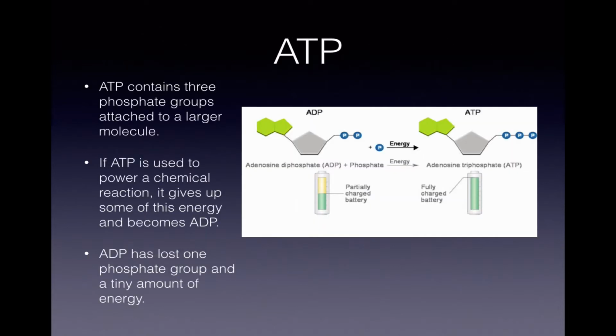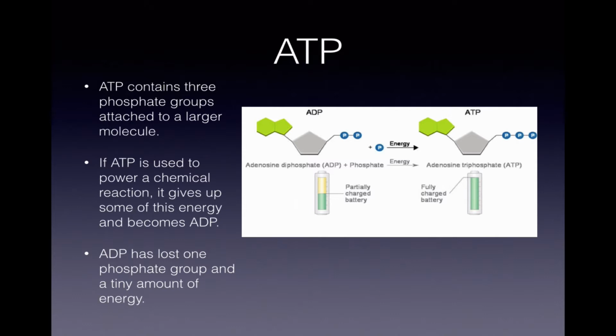Now, if you remember, ATP is a molecule that contains 3 phosphate groups. That's what the T in ATP means. And these molecules are attached to larger molecules. In this diagram, you can see there's a green part and a gray part. Don't worry about what they mean for this part of the class.